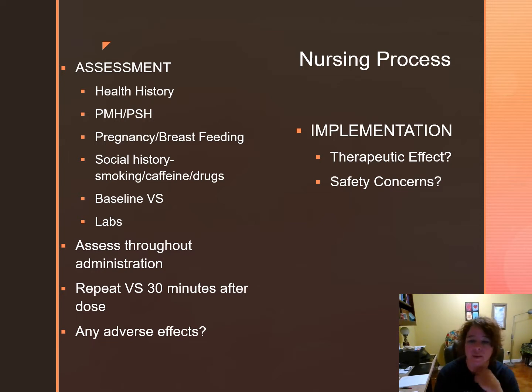Pregnancy. Okay, heartburn, unfortunately, ladies, whenever you're pregnant, it's just part of the game. So what medicines are going to be allowed for that patient? If the patient's breastfeeding and experiencing heartburn, what medications are allowed? What's going to go through the breast milk? We've already talked about the dangers of smoking, caffeine, drugs, and alcohol. Those can all increase our risk for developing both peptic ulcer disease and gastroesophageal reflux.